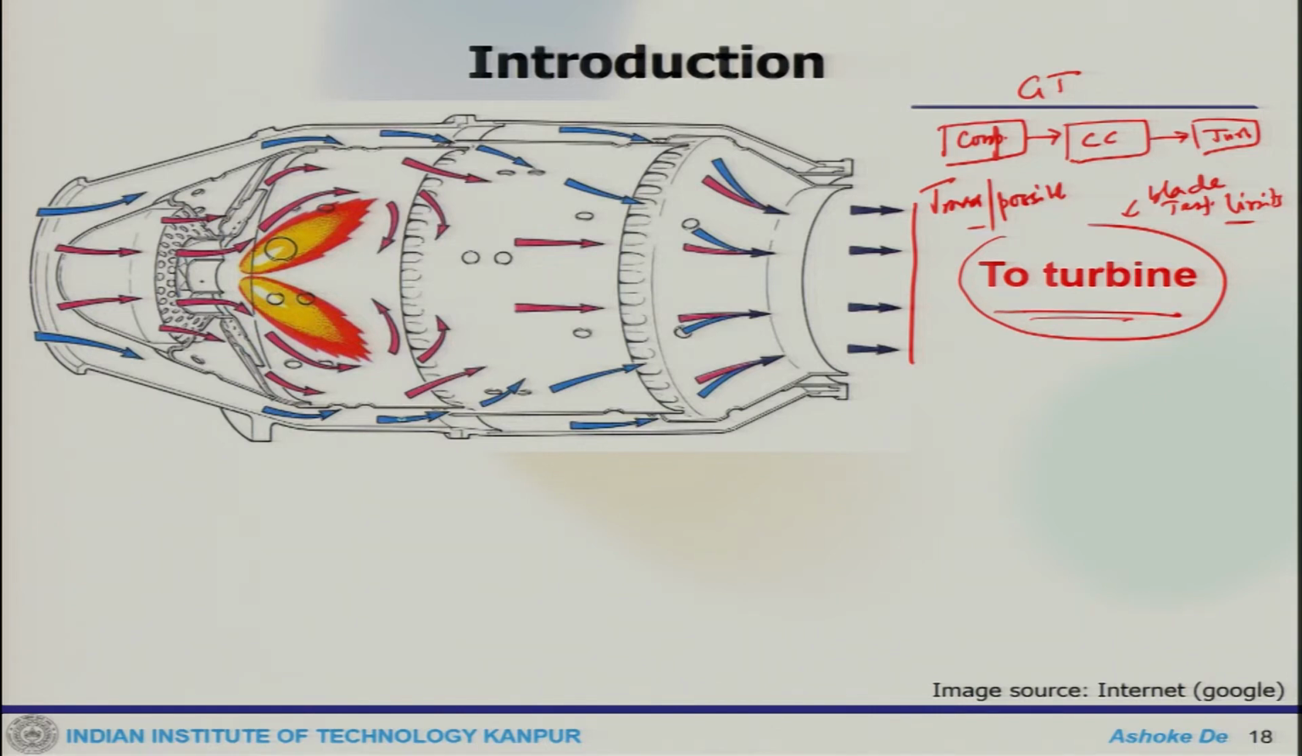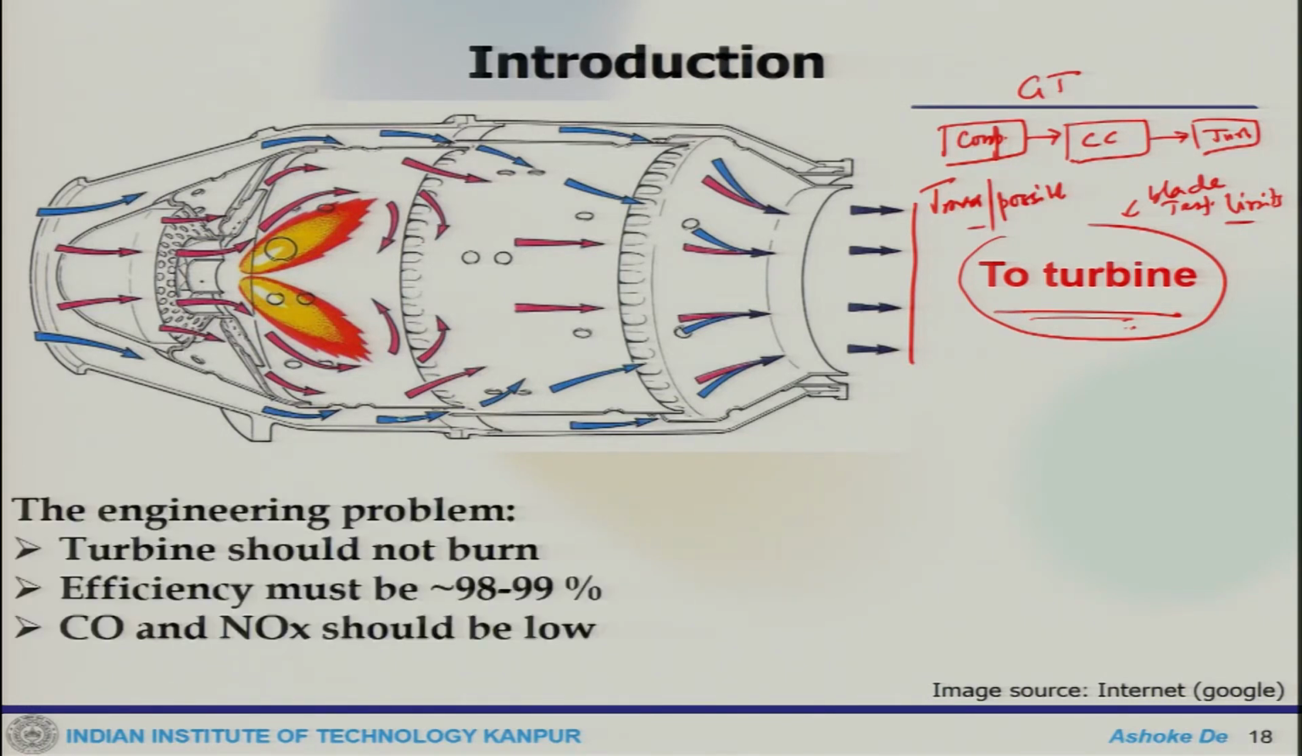That means it is not that I would have a combustor and I can burn as much fuel as I want and produce energy, because that has some restriction, in terms of the turbine not being able to withstand that. So, one may look at what the engineering problems are here. If I am a designer, my whole point should be that the turbine should not burn, that means turbine blades should not burn. That is one of the important points.